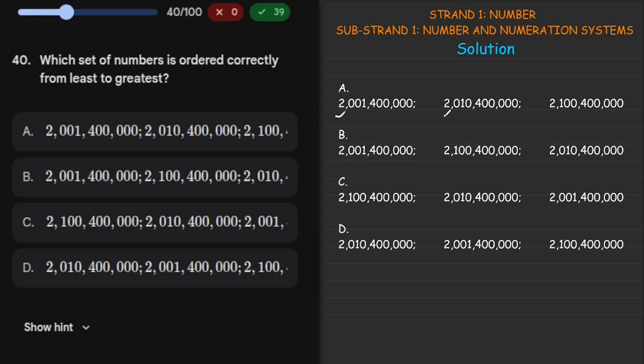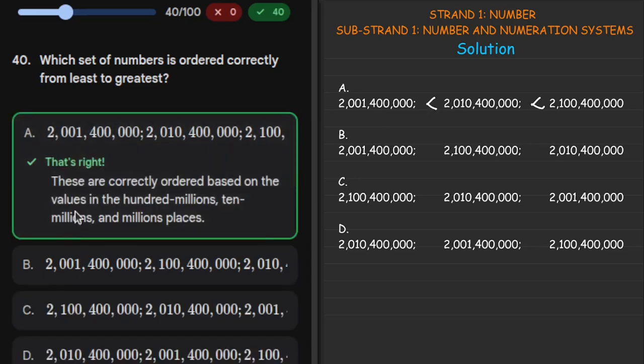All the first digits are the same. For the second digits, this is a 0. This is also a 0, and then this is a 1. So it simply means this one is even greater than all of them. Now let's compare these two. There's a 0 and then a 0 here. Well, there's a 0 and then there's a 1 here. So it also means that this one is greater than this. So I think the answer is just the A. But let's try and go through the remaining and see.